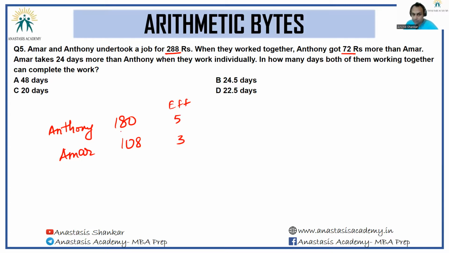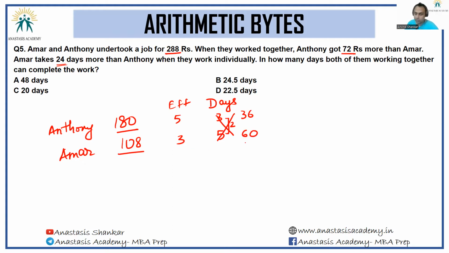Ratio of their efficiency. The money gets divided in the ratio of efficiency. The ratio of their efficiency is 5:3. So the days taken by them would be in the ratio 3:5. But we have been told the gap in the number of their days is 24. Right now the gap is 2. In order to get the precise days, I need to multiply everything by 12. So the days taken by Anthony would be 36 and days taken by Amar would be 60.